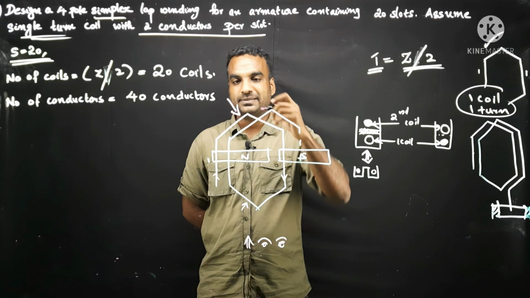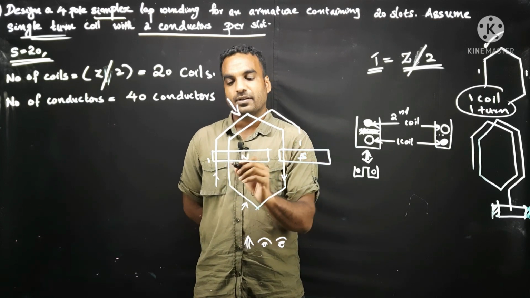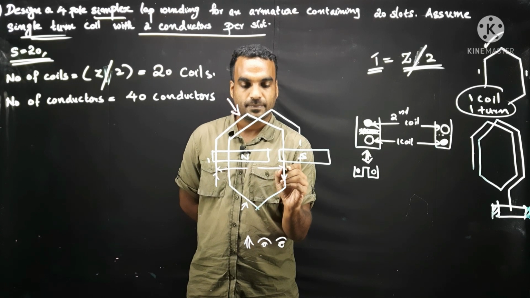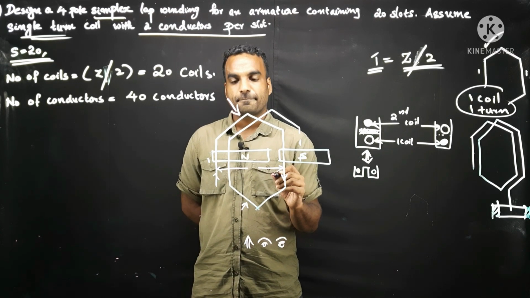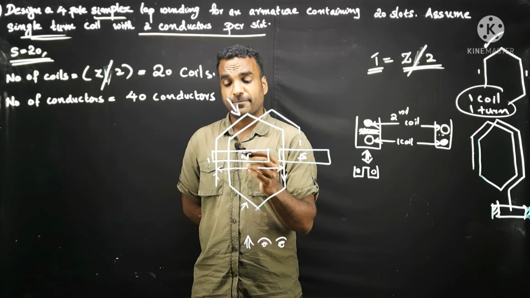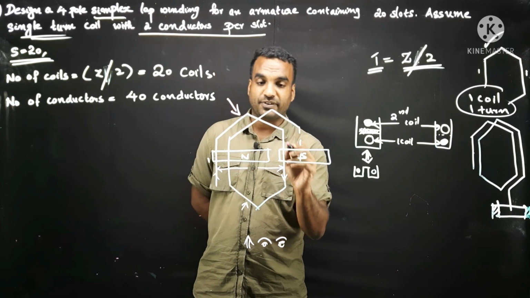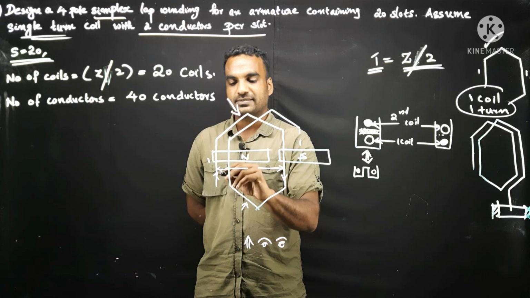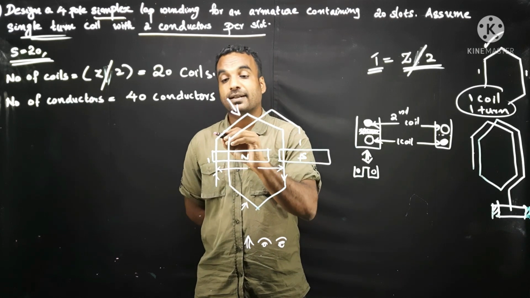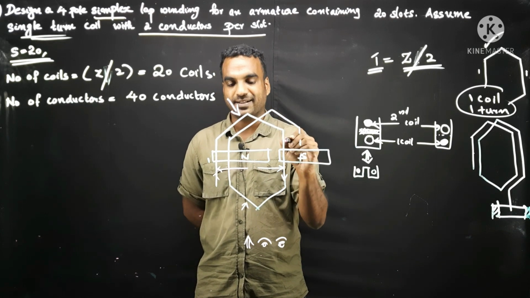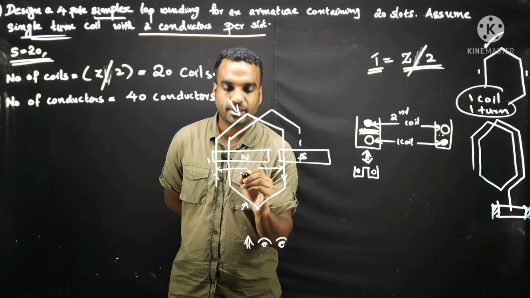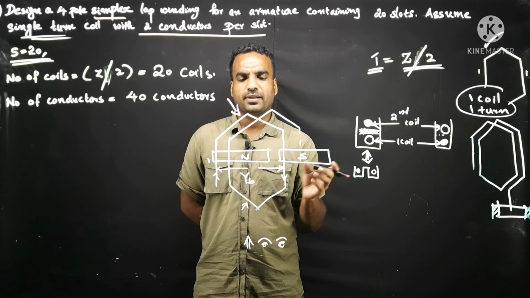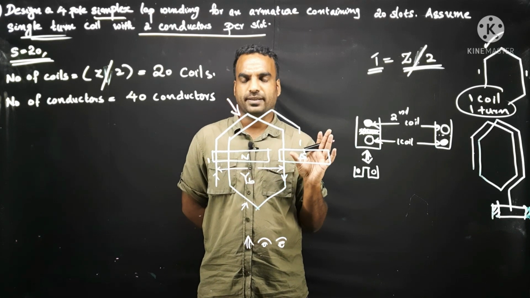So which is back pitch? This connection. Distance between two conductors which are starting end and finishing end of same coil. This is the first coil, its starting end and finishing end. They are connected with the back end connection. That's why we are calling it back pitch. If you calculate, you will get some number of conductors.